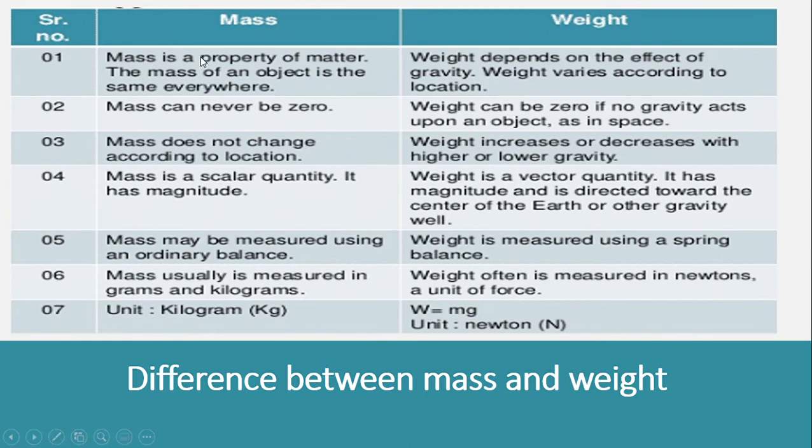So I'm gonna just go over it once. Mass is basically a property of matter, and it means the amount of matter that is in an object. The mass of an object remains the same everywhere. It is an absolute amount, and it can never be zero, as I told you earlier, and it does not change with location. It is a scalar quantity. It has some magnitude. It has no direction. It's just a property of matter.